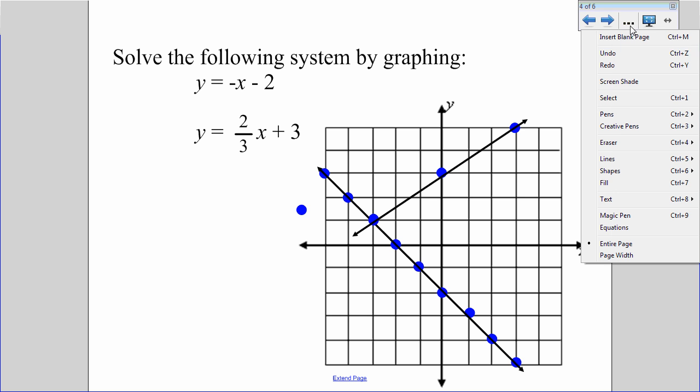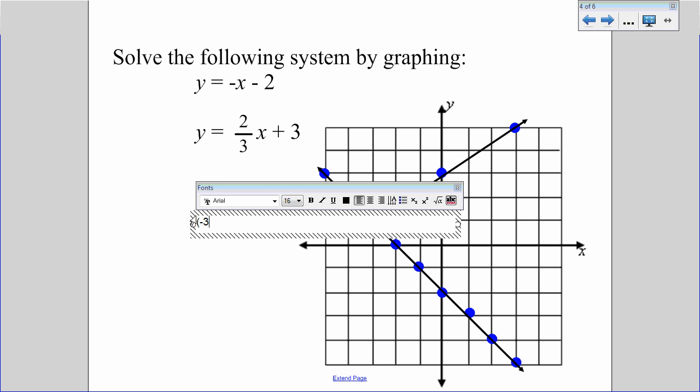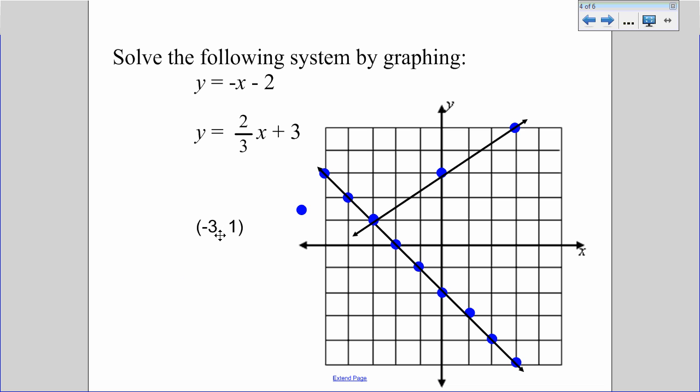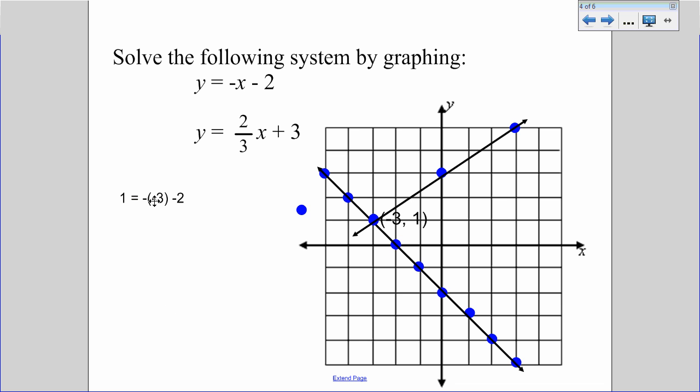And so what we have now is we can see that our solution is this intersection point, and our solution is going to be negative 3, comma 1. And so what you can do is take and plug that in. So we would have 1 equals negative 3 minus 2. If we look at that, the opposite of negative 3 is 3, and 3 minus 2 is 1.